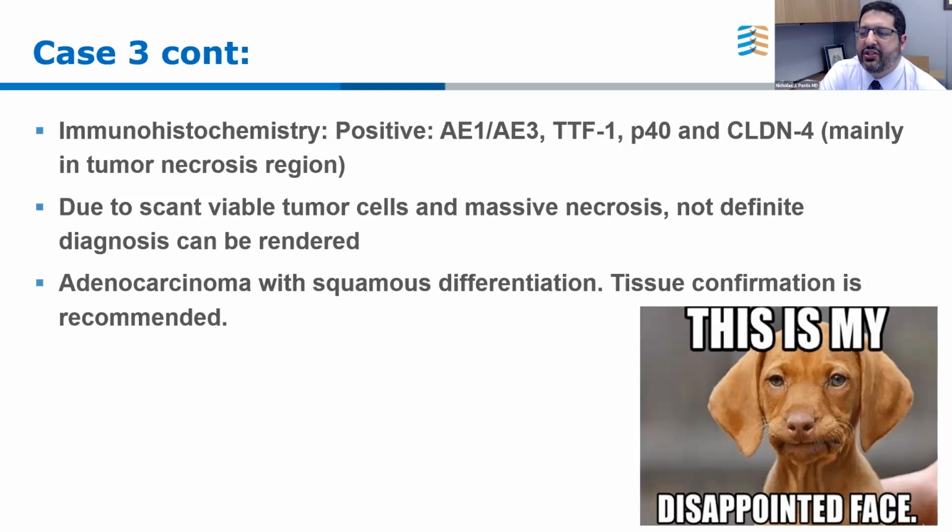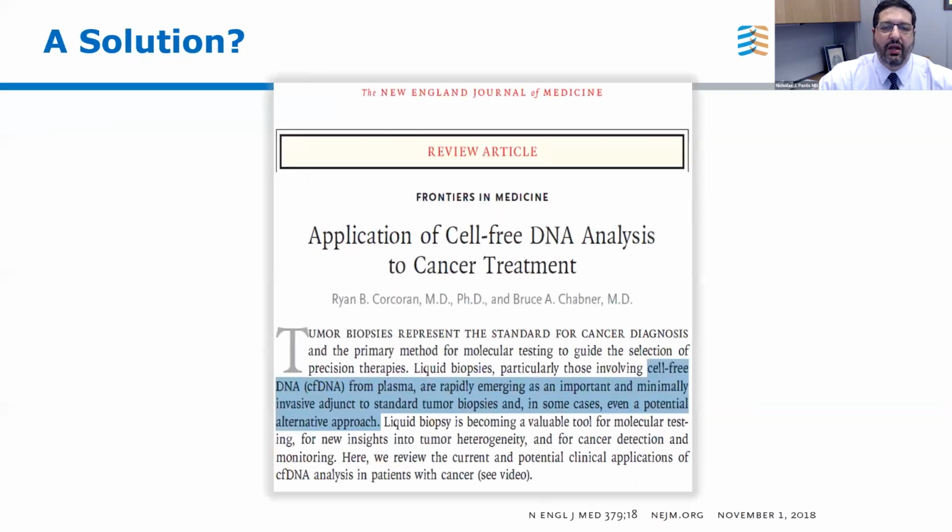So we ended up with this patient doing an EBUS. It was positive for several immunostains, but mainly in the necrotic region. It was read as there were scant viable tumor cells and massive amounts of necrosis, so they could not make a definitive diagnosis, but it was suspicious for adeno with squamous differentiation, and they recommended further tissue confirmation. So you can imagine this person that's hypoxemic and sick, what can we do?